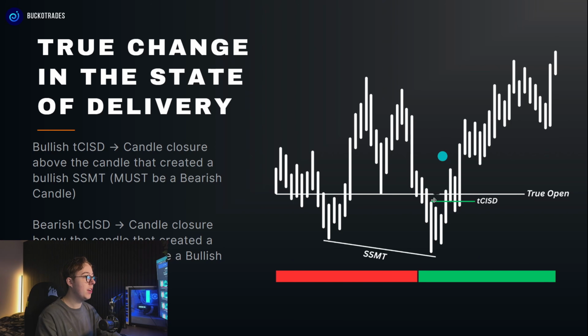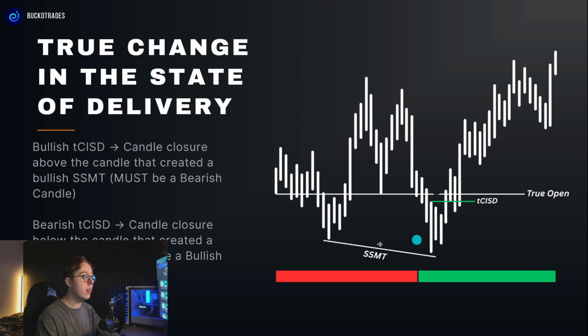So here's a visual representation of a bullish sequential SMT, right? Which candle first ever created the sequential SMT? It wasn't this one. It wasn't this one. It wasn't any of these. It was this very specific candle here that we've marked out the open of. If you draw a straight line, boom. That very candle created the sequential SMT first. So then, in every single case, that candle itself is our tCISD candle.